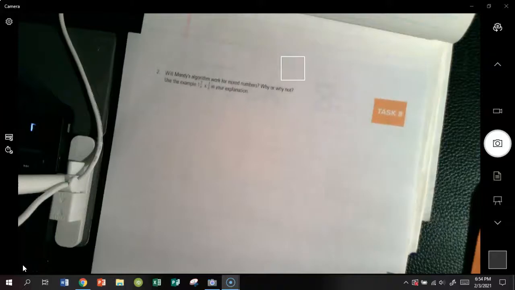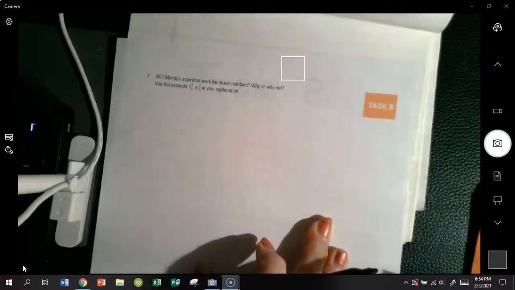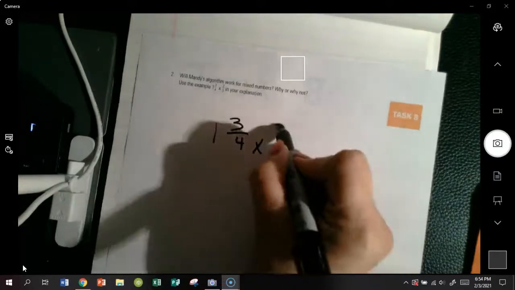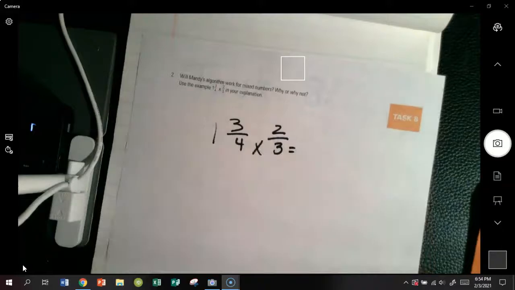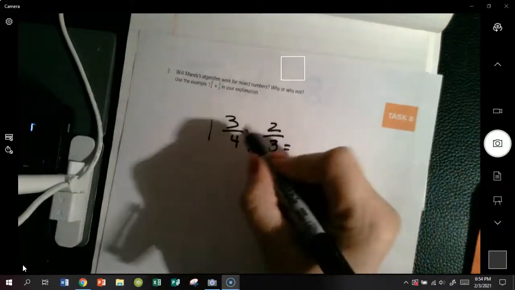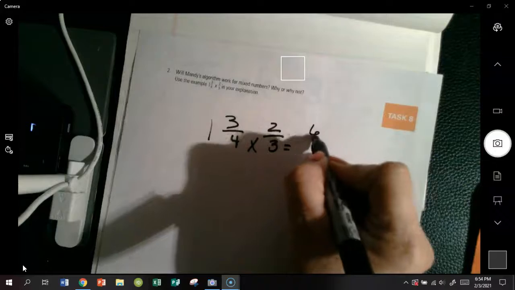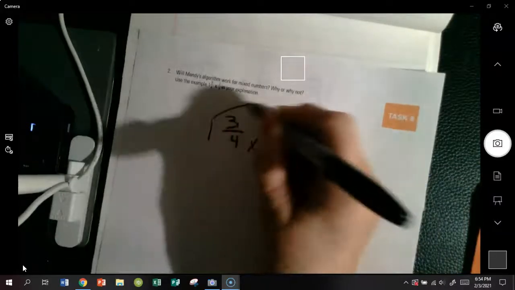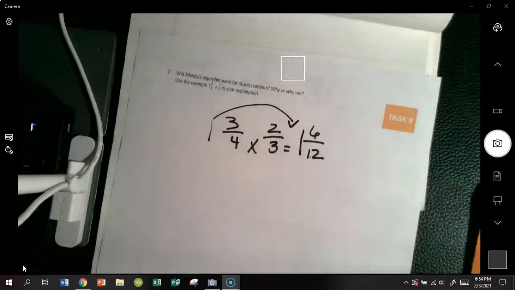So we also gave you a challenge. And the challenge was to think, will Mandy's algorithm work for mixed numbers? Why or why not? So let's look at the example. 1 3/4 times 2/3. Okay. So what Mandy may have done is she may have said, well, 3 times 2 is 6, and 4 times 3 is 12, and I'm just going to put this 1 over here, and my answer is 1 6/12.